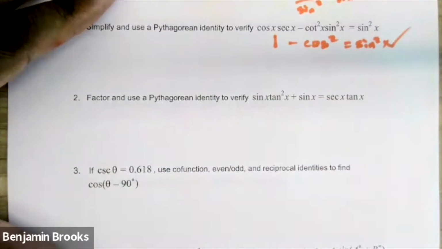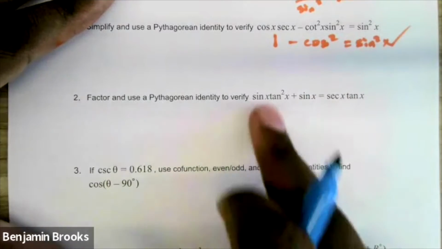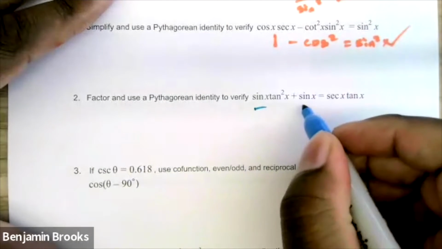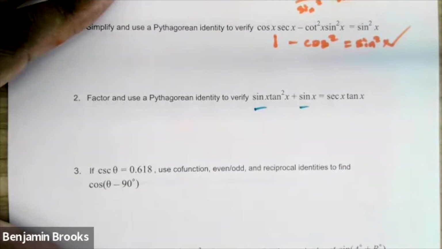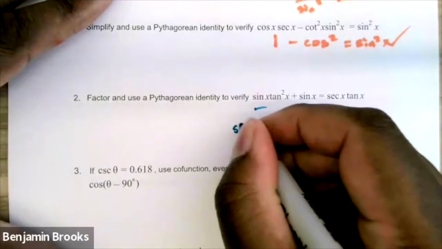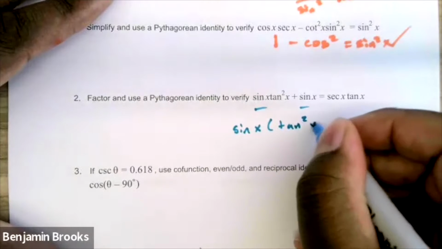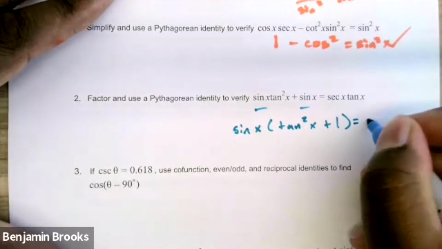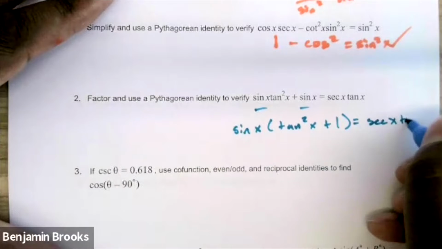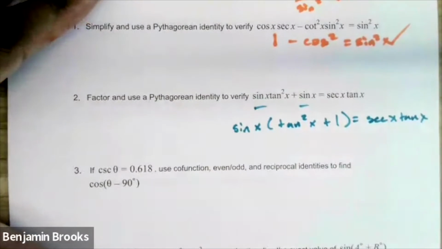All right. Factor using the Pythagorean identity to verify sine x tan squared x plus sine x equals secant x tan x. First thing I'm going to do in this situation is, since I see that there is a sine here and a sine here, I'm probably going to have to factor sine out. And yes, guys, I am going to move kind of fast through this, so make sure that you're following along. Tan squared plus 1 is equal to secant x tan x. I'm going to give you a minute and see if you can figure out where I'm going to go next.